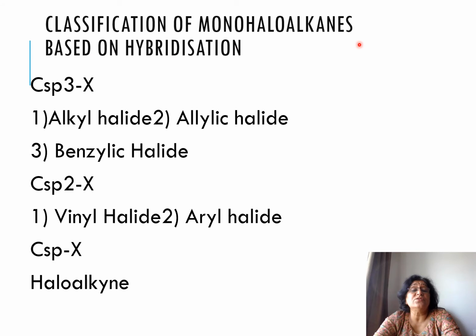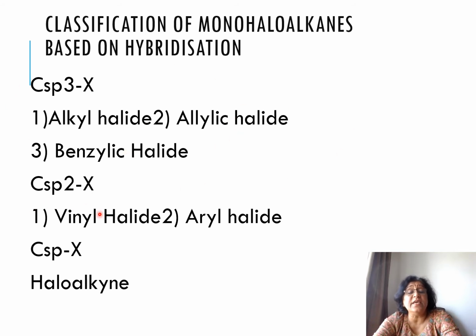Now classification based on the type of hybridization. So there are three kinds of types. Csp3X, when the halogen is attached to the sp3 carbon, then when the halogen is attached to the sp2 carbon, or if the halogen is attached to the sp carbon. So sp3, sp2, sp are the different types of hybridizations. So this Csp3X is further classified into three: alkyl halide, allylic halide, and benzylic halide. The explanation of all this you will see in the next slide.